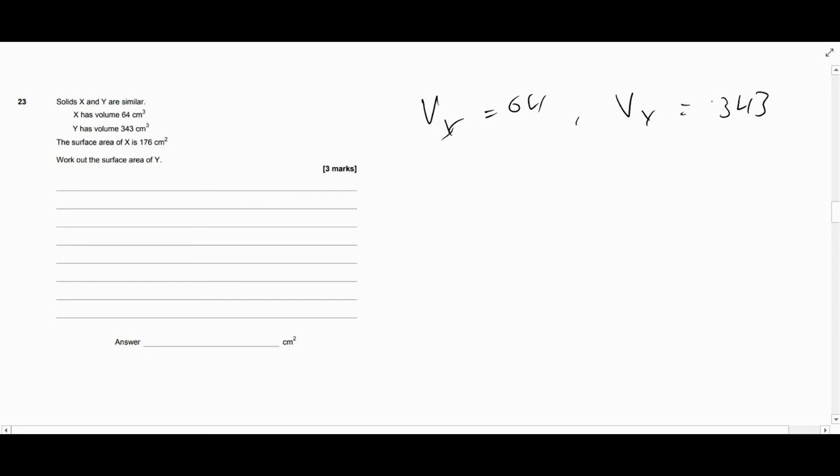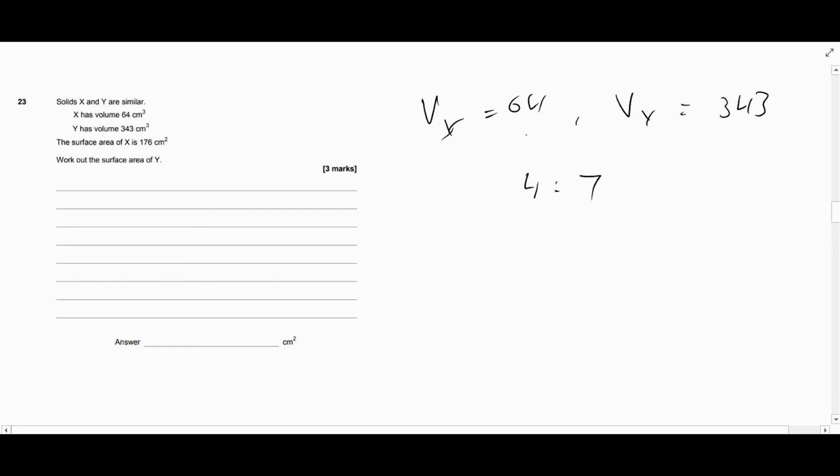Would it be to just take the ratio of these two as it is right now and apply that to the surface area? Would you maybe need to square these, square root these, cube root these? What do you think is the best approach to begin this question? If you thought to cube root both sides, you'd be correct. And that basically gives you a ratio of 4 to 7.